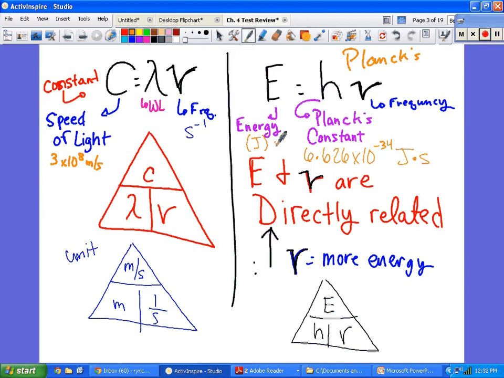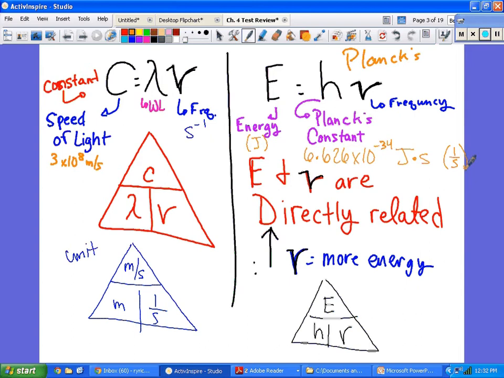J times s. We know frequency is what? 1 over s, right? So let's think for just a second. If I multiply J times s times 1 over s, what happens to your units? What cancels? Seconds cancel, leaving you with J. There you go. Math should work. You with me? Okay. Another fact to know.